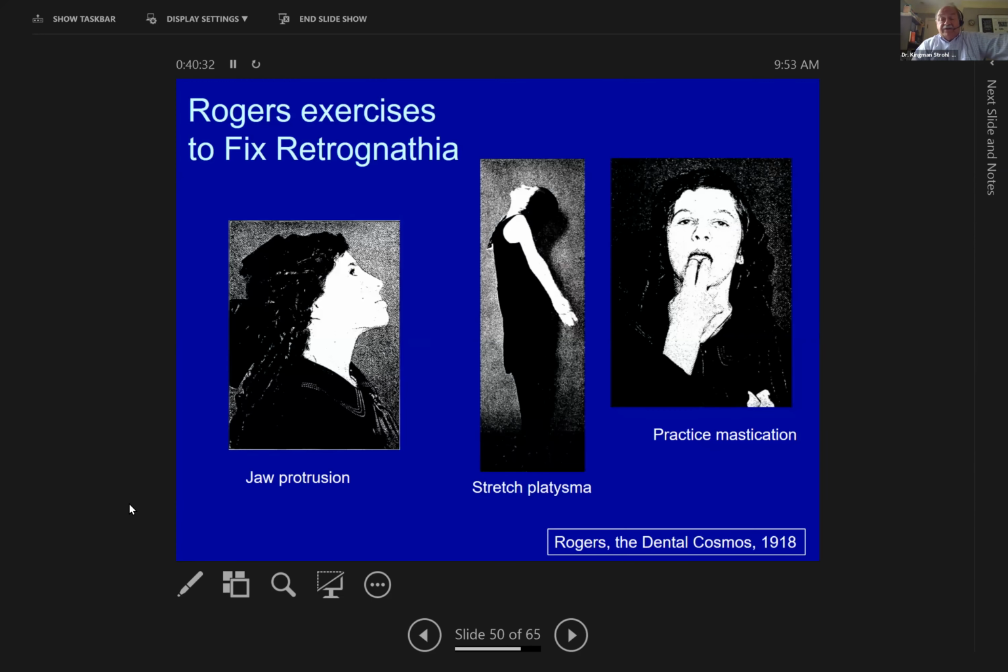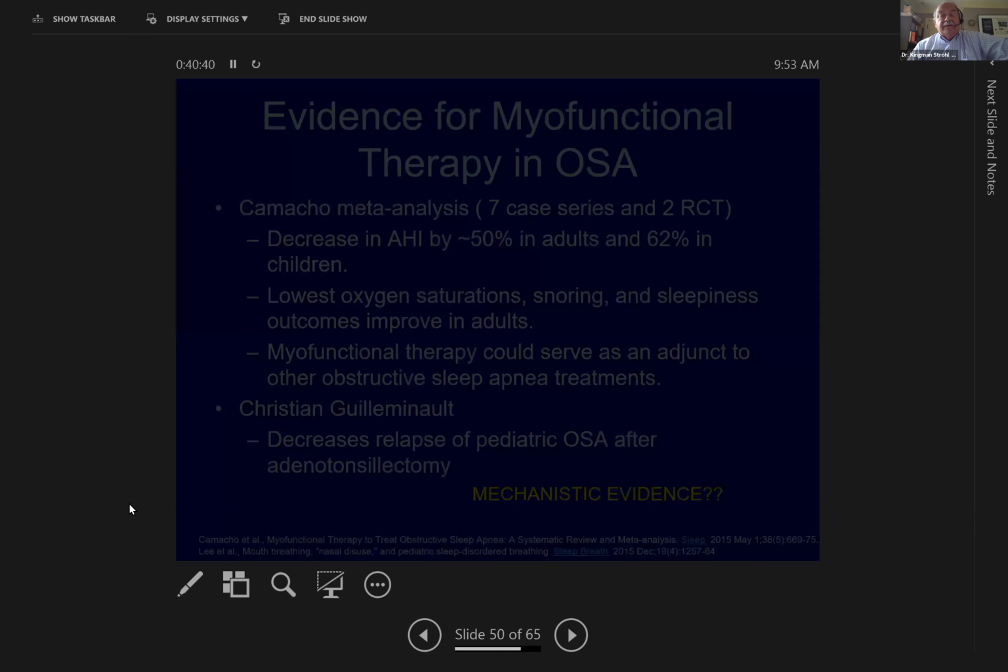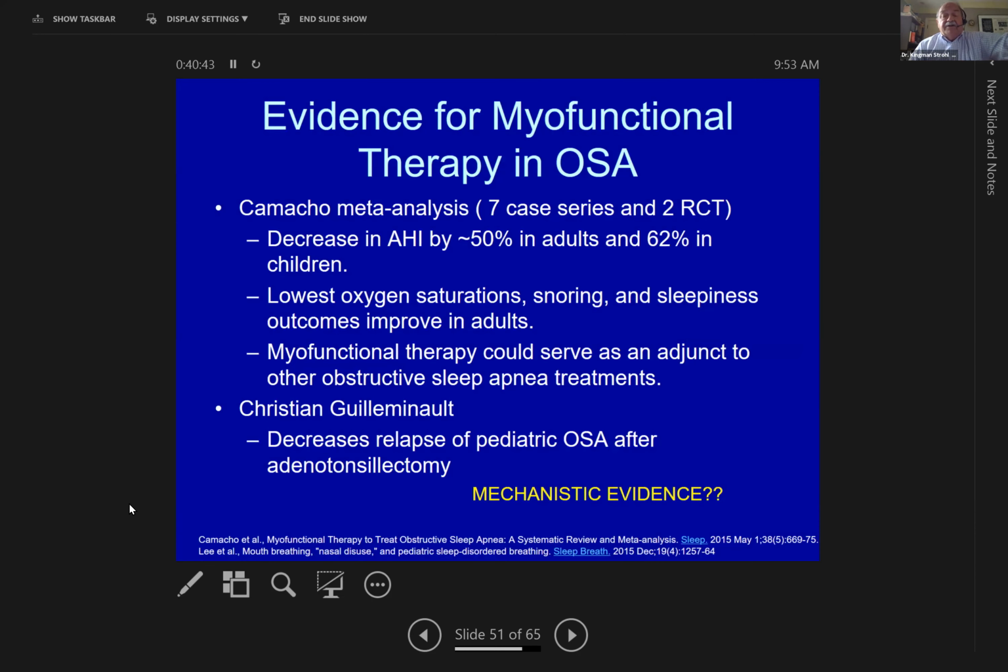That's the Rogers exercises in 1918 that were all around the country. There are some speech therapists, there are some voice teachers that think they can treat OSA. You'll run into people who have done that. There's a franchise that's $300. You pay them $300. This is a waste.